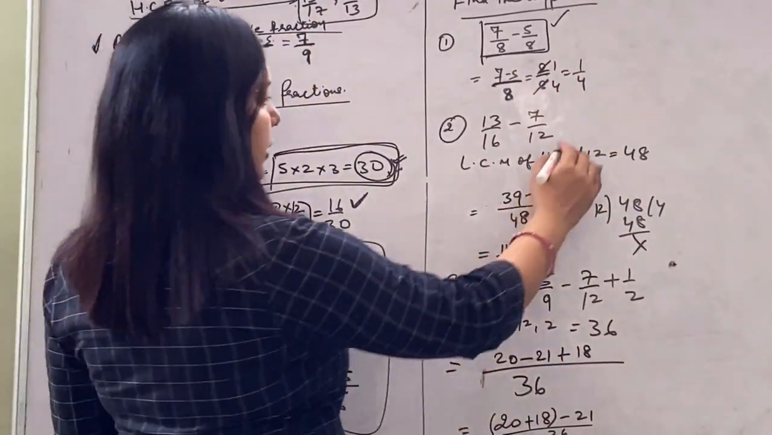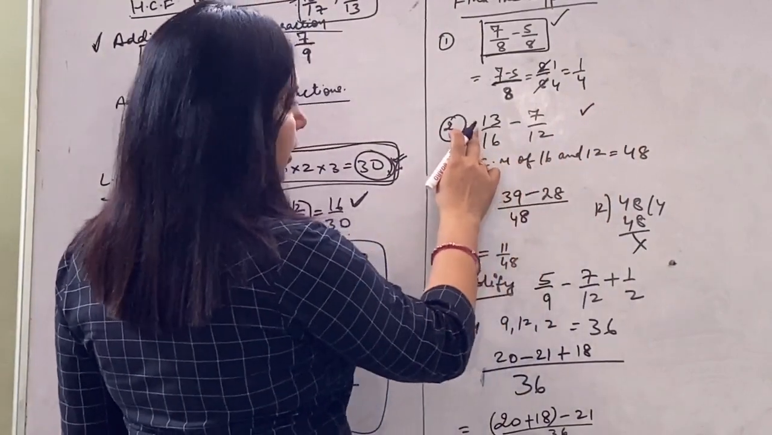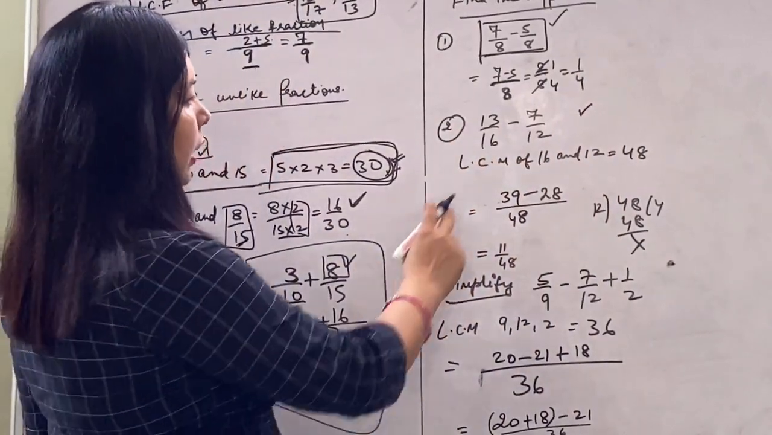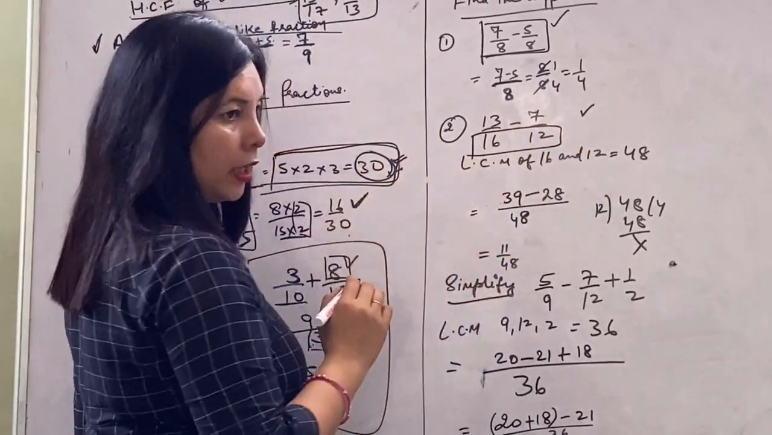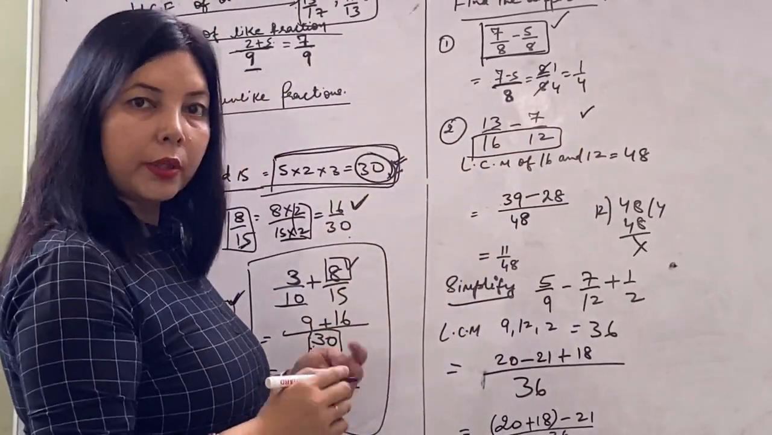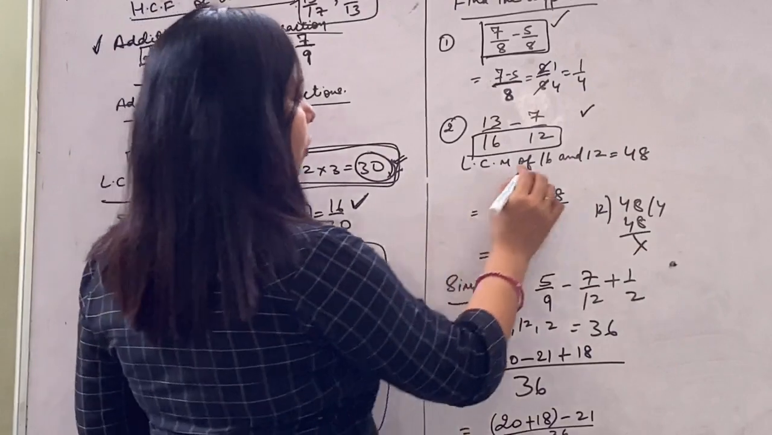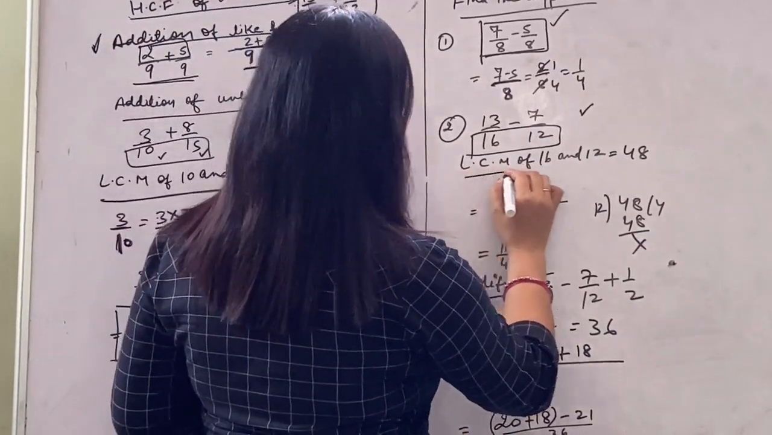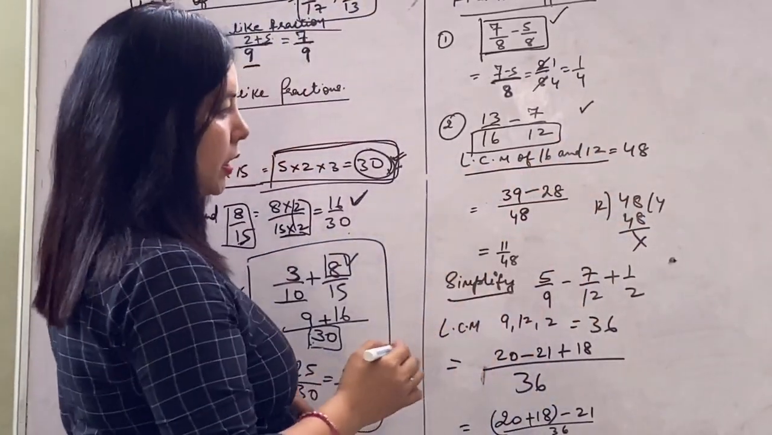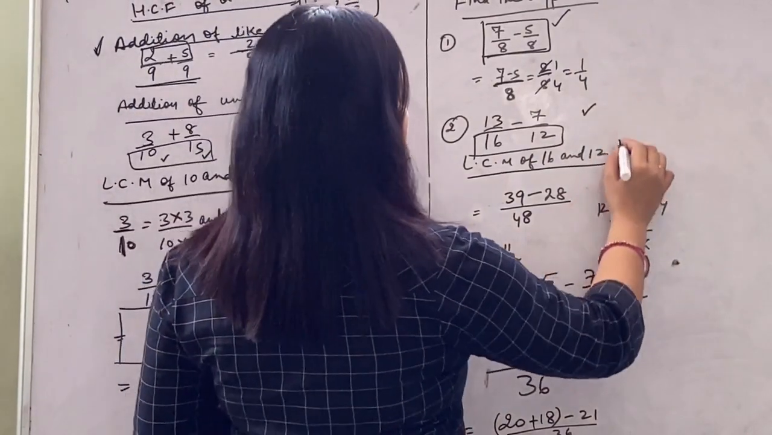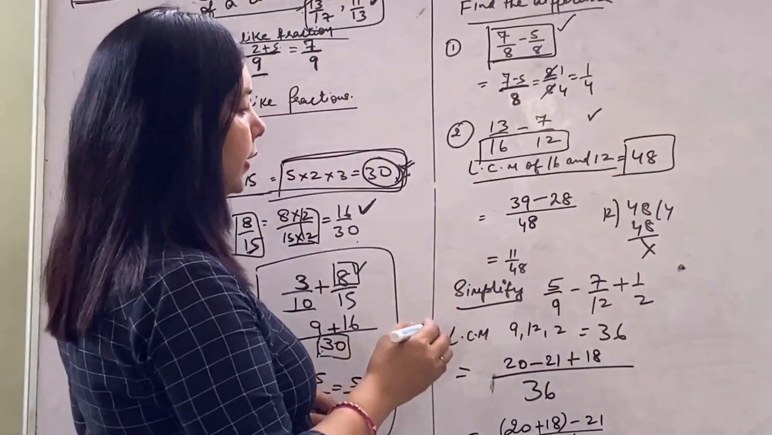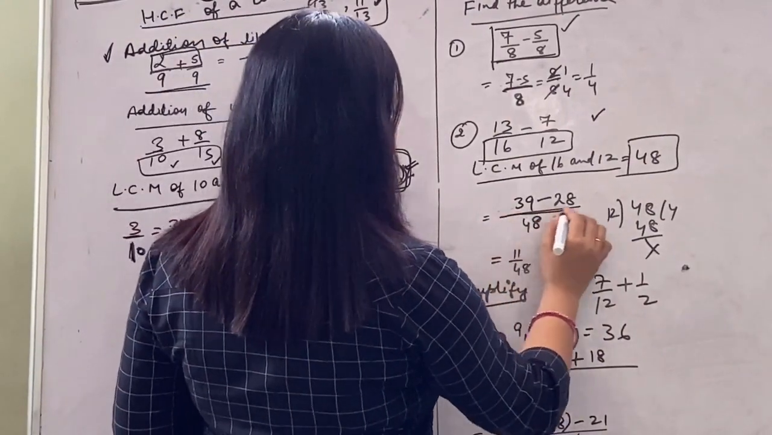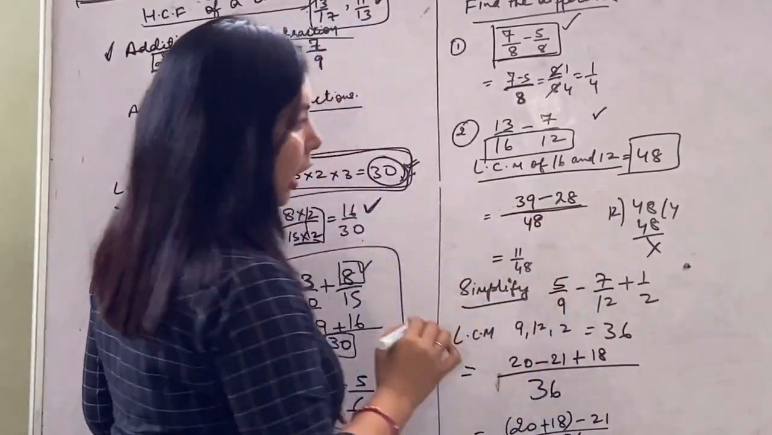Now let us take another example, that is 13 by 16 minus 7 by 12. Here the denominators are not the same, they are different. So it is an unlike fraction. So what will we do here? Again we are going to take out the LCM of 16 and 12, which will come to 48. Now after taking out the LCM, we will write the LCM as the denominator, that is 48.